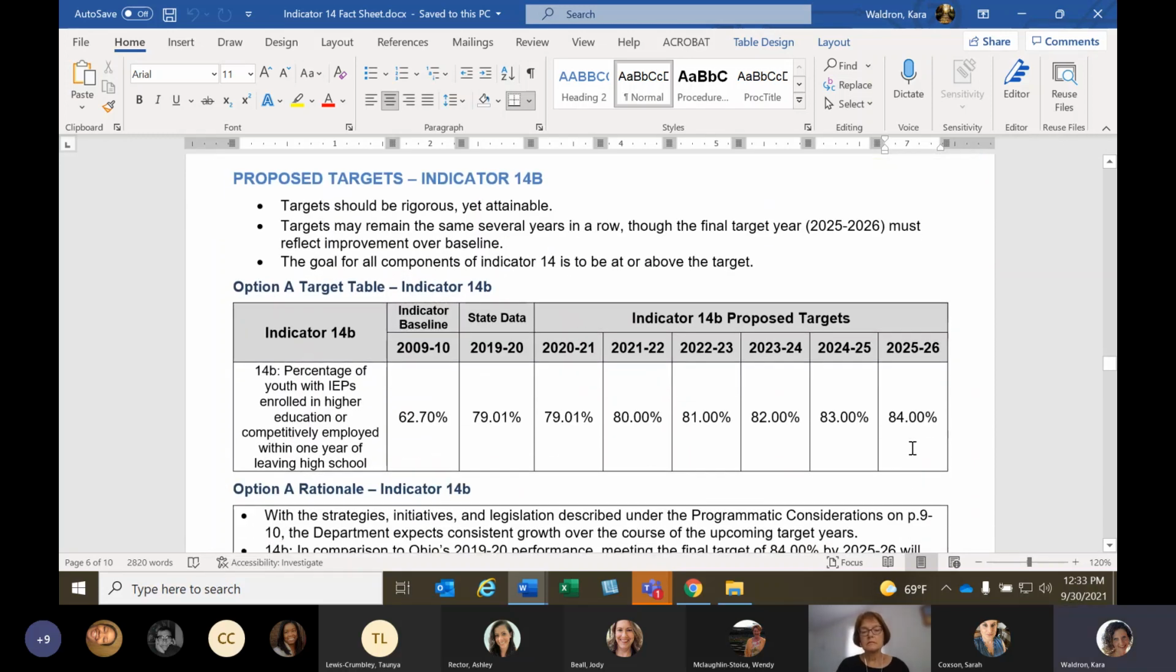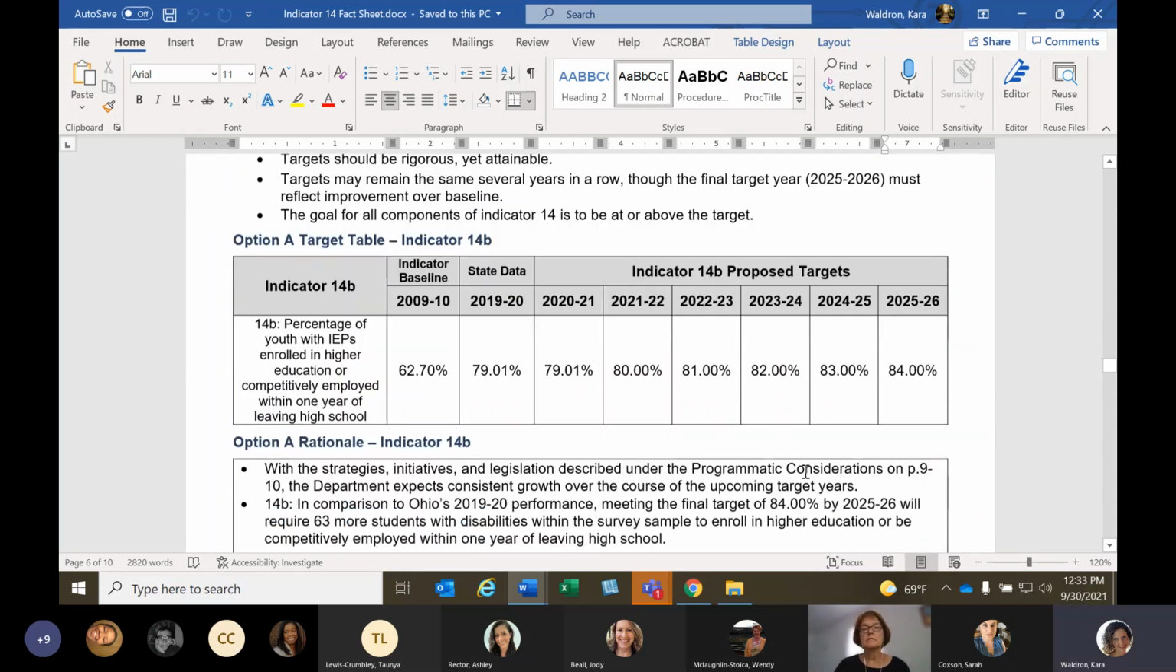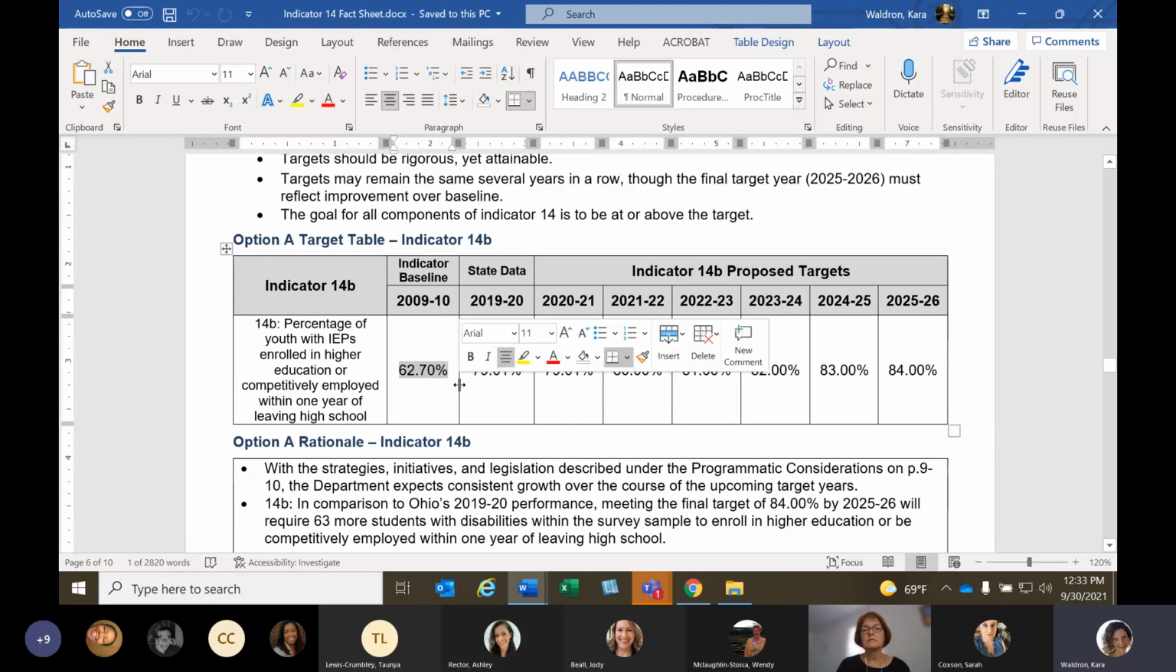So then going into some target options. In this case, we're dealing with a much more manageable baseline, right? In fact, we started much lower at our baseline and have improved quite a bit from that 62.7. So we don't have the same challenge that we have with 14A because of the nature of that baseline. So this one we're free to just think about what is rigorous yet attainable for growth in both of these areas when we add competitively employed and enrolled in higher ed.